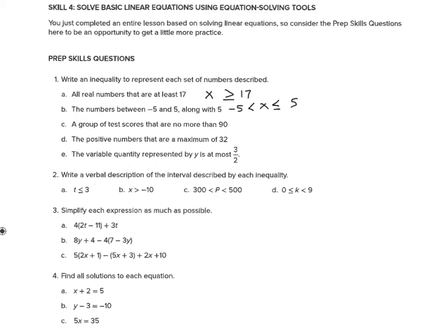C, a group of test scores that are no more than 90. Okay, it can be 90. It just can't be more than that. So it's going to have to be less than or equal to that 90.